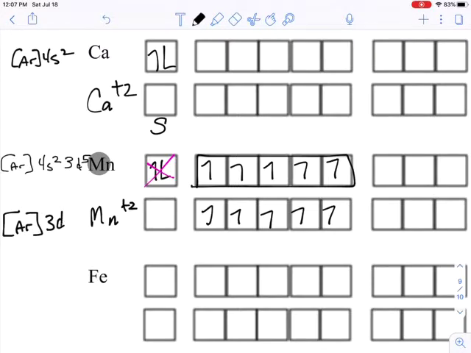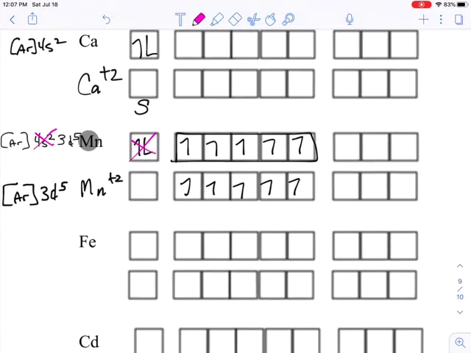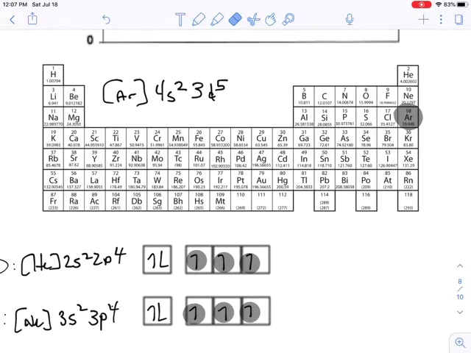So the notation for manganese plus 2 is now going to be argon 3d5, because you're going to lose the 4s's, but you're not going to mess with any of the 3d's that are there. So manganese quite often goes to a plus 2 charge. Well, what about iron? Let's find iron. So here's iron, right next to manganese. So it's going to be the same thing with one more electron. So here is iron. It's going to be argon.